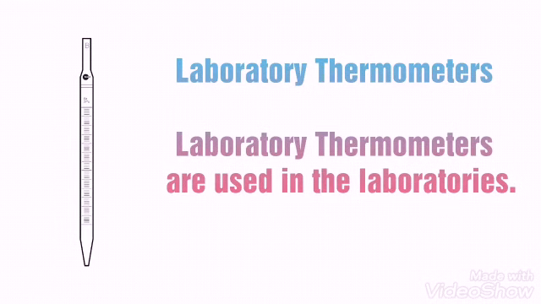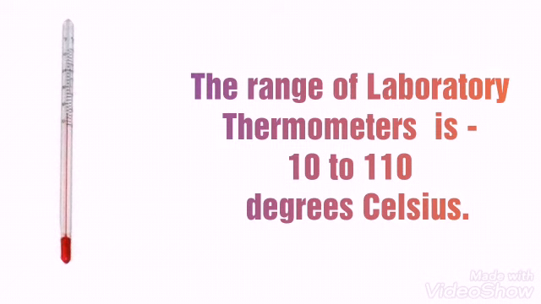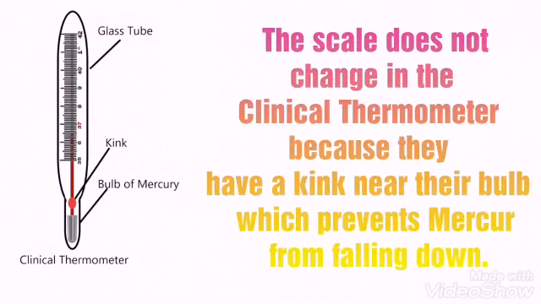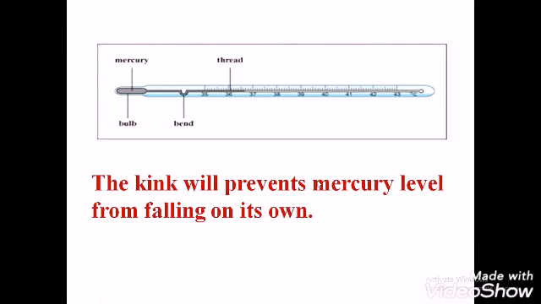Laboratory thermometers are used in laboratories to measure the temperature of other objects. The range of a laboratory thermometer is from -10 to 110 degrees Celsius. Then one important difference is that in laboratory thermometers, when we take them out, their scale changes. But a clinical thermometer contains a kink near its bulb, so the scale does not change. When we observe a clinical thermometer, we can see a kink near the bulb.